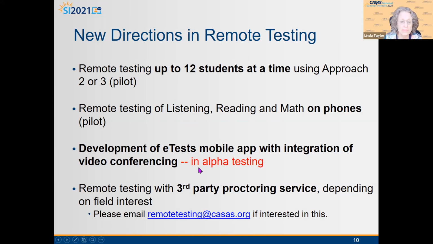Finally, we know that some test publishers are allowing third-party proctoring services to give their tests. And we have had some interest in this, but honestly, very little. And we have explored it, but at this point in time, we have not decided to go with this option. But if we were to hear that there was a groundswell of interest in the field for this, then we might consider doing it. So if you are interested in this, please let us know. And any other question or comment that you have about remote testing, this email at the bottom of this slide is the way to get in touch with us about remote testing.